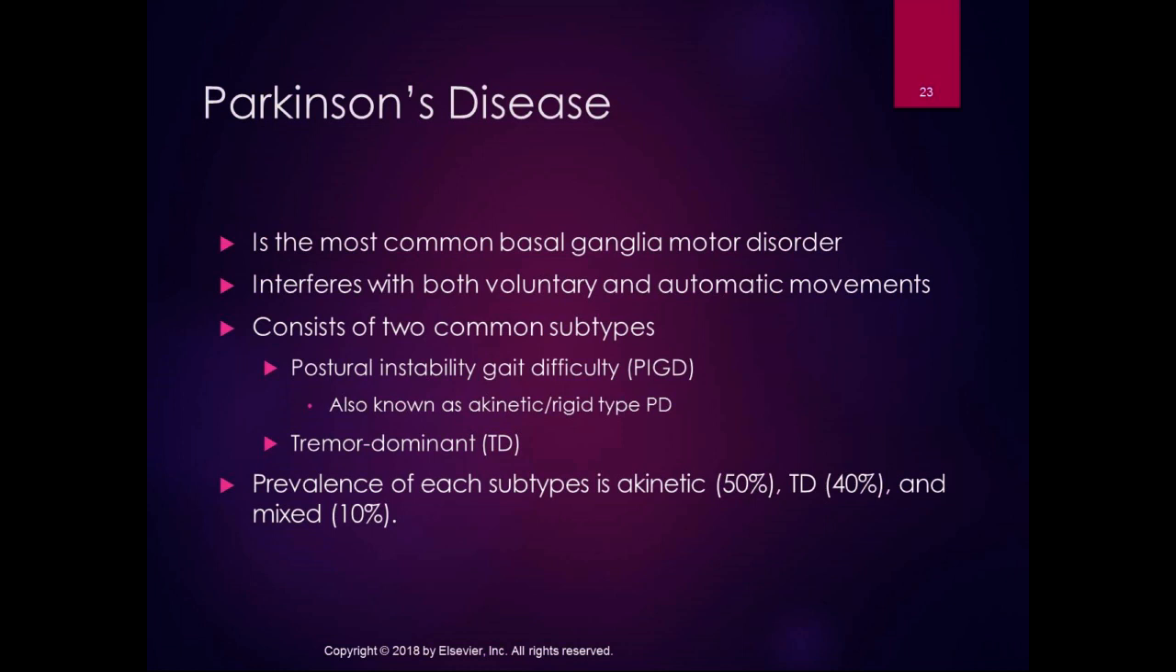And usually there are two common subtypes: postural instability, gait difficulty, known as akinetic or rigid type, or tremor-dominant. The akinetic rigid type is more common. It's 50% for akinetic, 40% for tremor-dominant, and 10% for mixed, meaning yay, you get both. So not fair, but there you go. The people that I work with in LSVT Big are largely the akinetic type, but I have had some tremor-dominant type people as well as people with Parkinson-Plus Syndromes, which we'll talk about in a couple minutes.